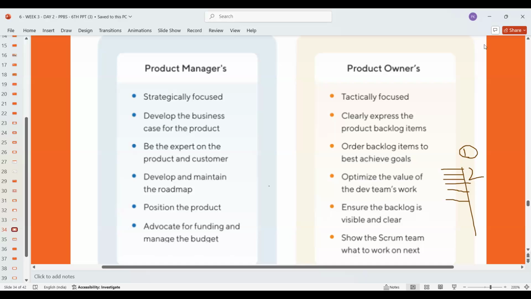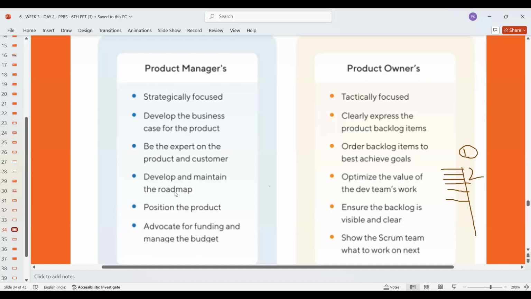Next point, please. That we have already discussed. This fourth point. Product manager, develop and maintain the roadmap. Product owner, optimize the value of the dev team's work. So we just discussed that the product manager is all about how the product will look, how its journey is. That is a product roadmap, right? Down the line, 1 year, 2 years, 5 years, 10 years, whatever. Whereas the product owner looks at optimizing the delivery value of their team.